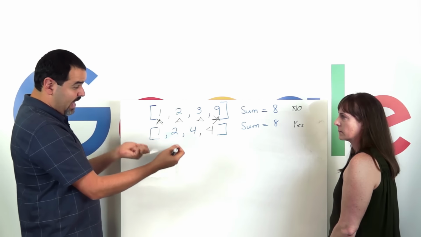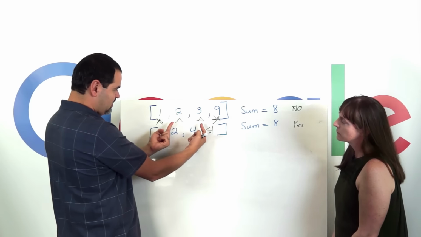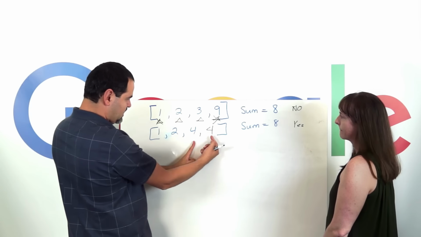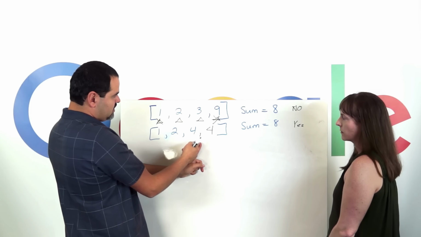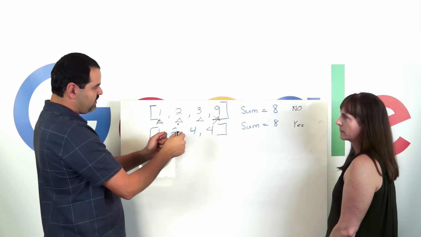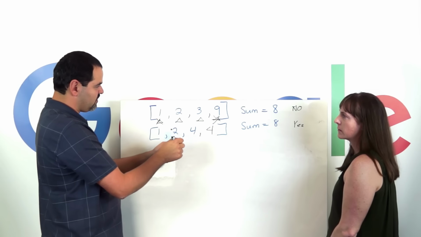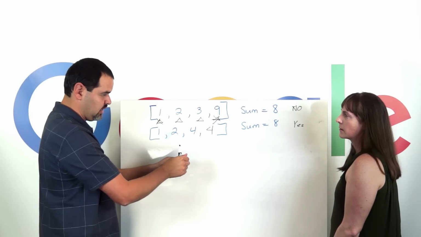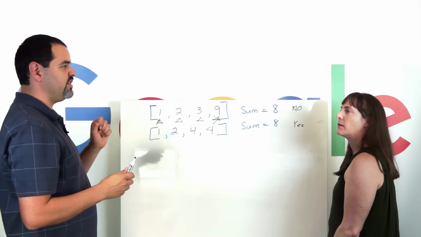And I end whenever I either find a pair that adds up to 8, or whenever they cross. So at every point I'm moving one of them, so they would have to at least cross. And I move exactly one, so that means that it's linear. Yeah, so that would be a way of solving that problem.